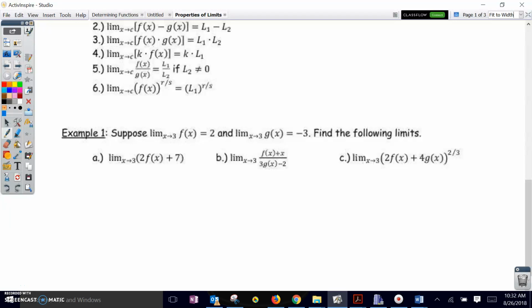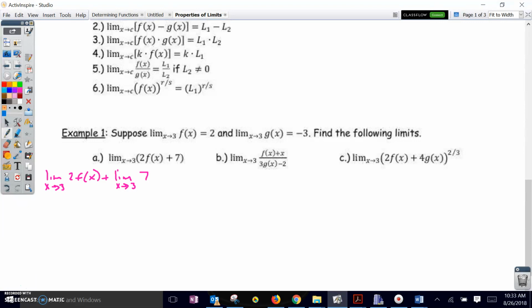Alright, we're going to go through the examples to the properties of limits lesson here in this video. And so you can use all the limit properties before example 1 in order to simplify example 1. Now, using these properties, we can say that the limit as x approaches 3 of 2f of x plus 7 is the same as the limit as x goes to 3 of 2f of x plus the limit as x goes to 3 of 7, and then that's the addition property.